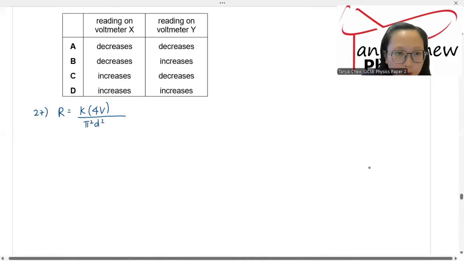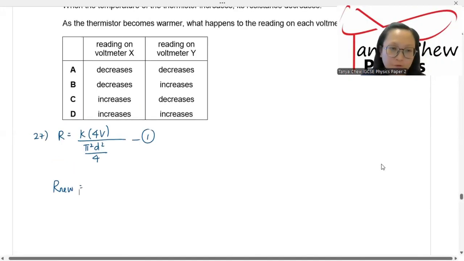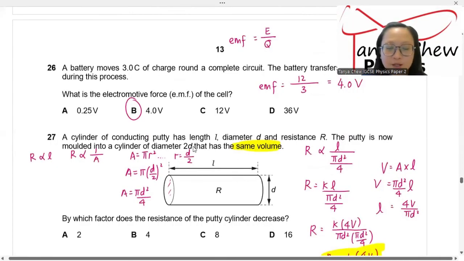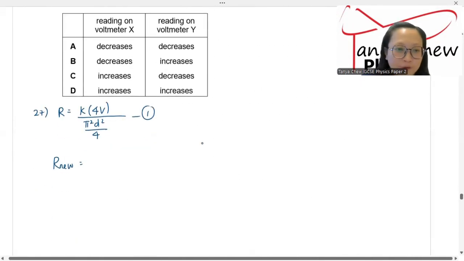Pi d square over 4. This is my first equation. Now, the new resistance, which I am supposed to find, they said that the volume is the same. It's just that the diameter has increased to 2d. So I'm going to modify that.